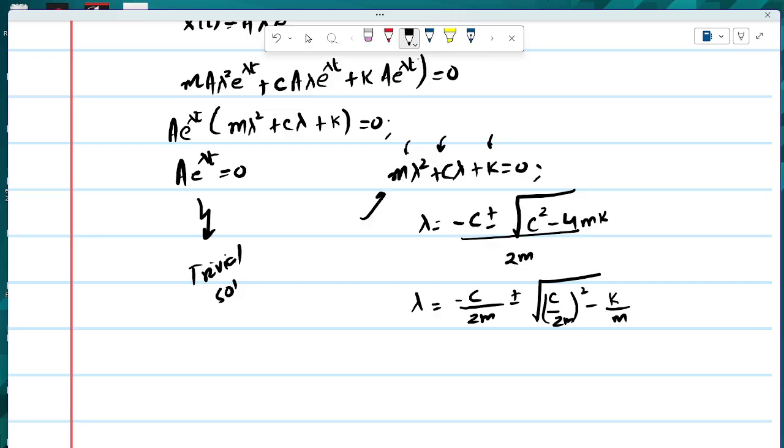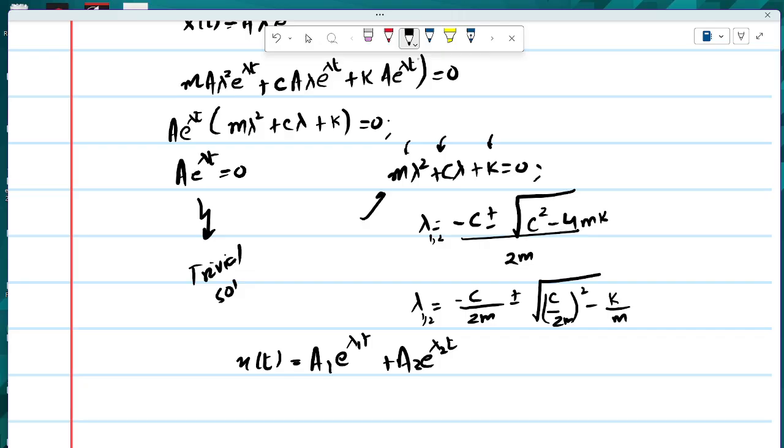Now you can substitute these root values, lambda 1 and lambda 2, with both plus and minus, into the general equation. The total solution is x of t equals a1 e^(lambda 1 t) plus a2 e^(lambda 2 t).